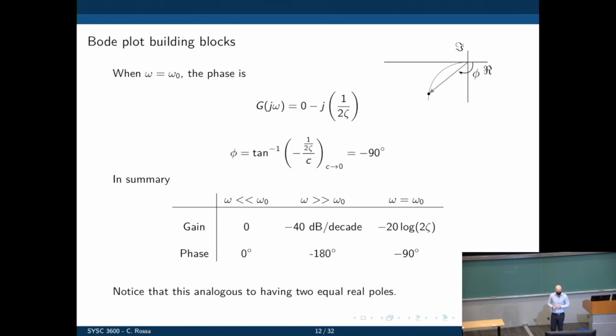In summary, we have this table. That's all we need to know. Before the cutoff frequency, zero phase, zero magnitude. Past the cutoff frequency, we have a slope of negative 40 dB per decade and a phase of negative 180. At the cutoff frequency, the phase is negative 90, the transition between 0 and negative 180, and the magnitude is negative 20 log of 2 zeta. This is analogous to having two equal real poles, with the exception, once again, of what is happening right here.